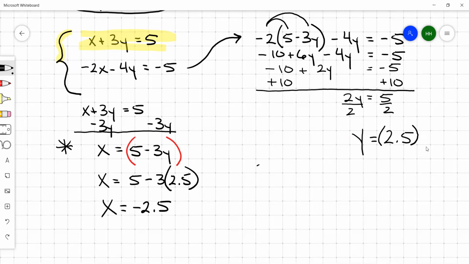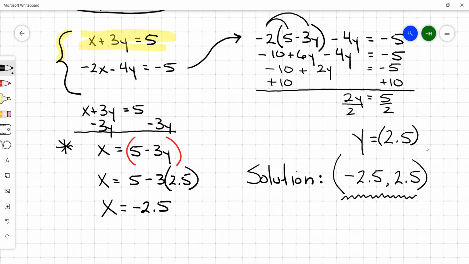So here's your solution. This is where these two lines would intersect if you were to graph them. So the solution for this system is going to be at negative 2.5 and positive 2.5. If you graphed those lines on the coordinate plane, they would intersect right here. Y'all good with that?